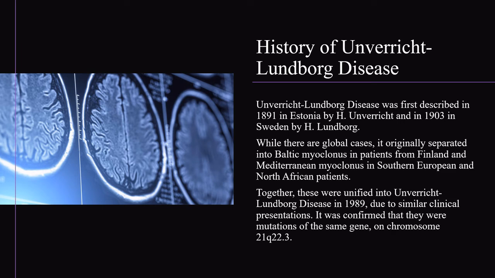Unverricht-Lundborg disease was first described in 1891 in Estonia by H. Unverricht and in 1903 in Sweden by H. Lundborg. While there are global cases, it originally separated into Baltic myoclonus in patients from Finland and Mediterranean myoclonus in Southern European and North African patients. Together, they were unified into Unverricht-Lundborg disease in 1989 due to similar clinical presentations. It was confirmed that they were mutations of the same gene on chromosome 21q22.3.